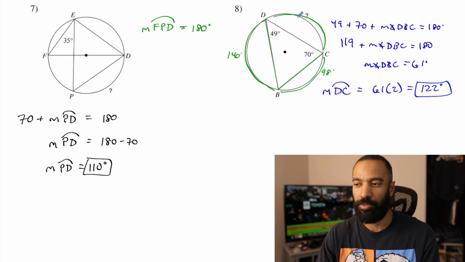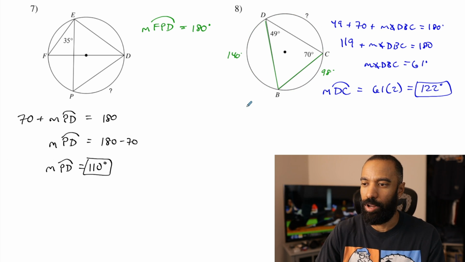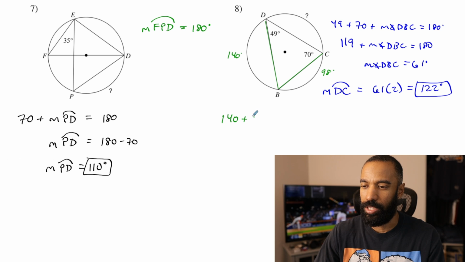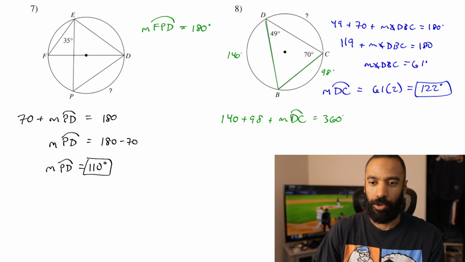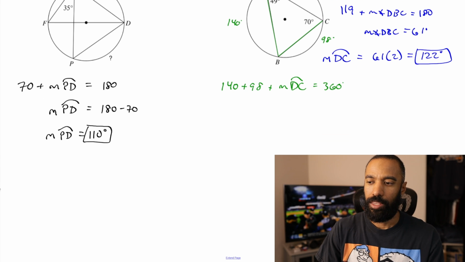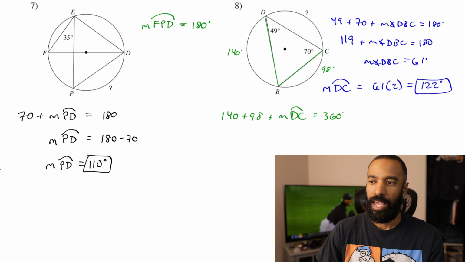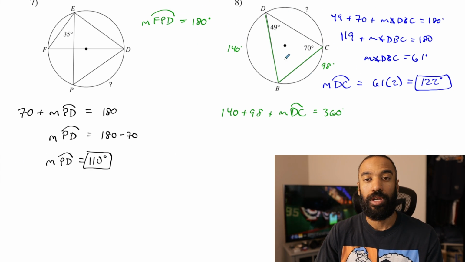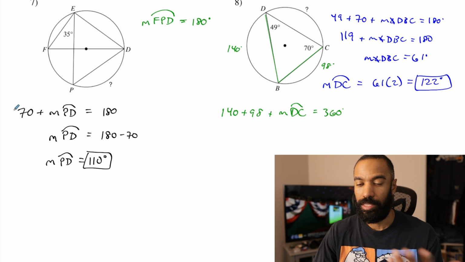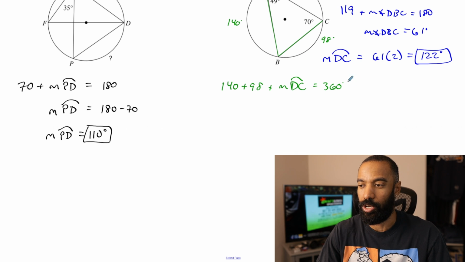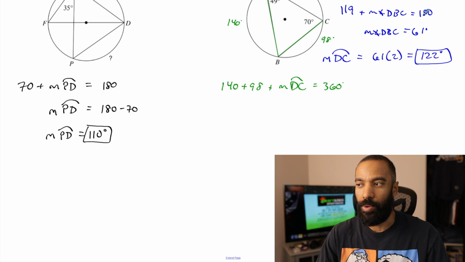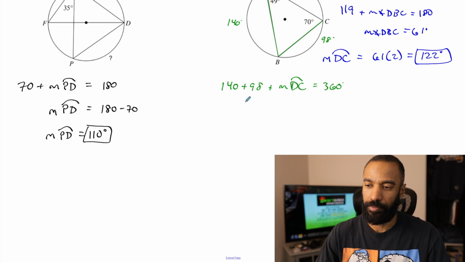Boom, boom, boom, like that. So that means if we do 140 plus 98 plus measure of arc DC, we should get 360 degrees, right? And that's quite interesting to look at when we talk about the triangle's angles adding to 180 and the arcs' measures adding to 360. Well, yeah, that makes sense. The inscribed angles are half that of their intercepted arcs. So this adds up to half of what the arcs add up to.